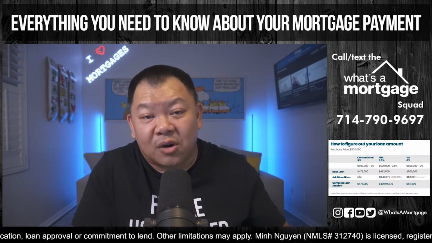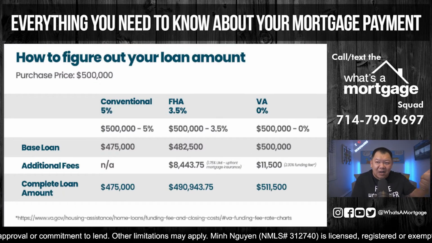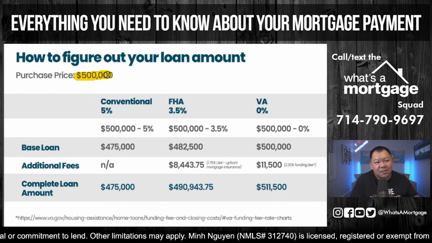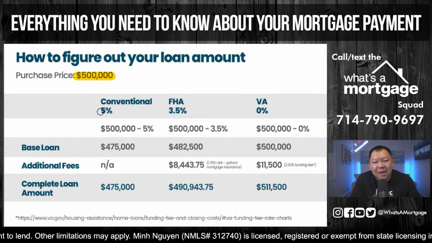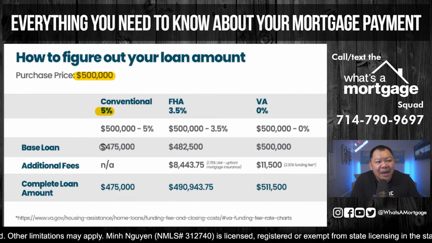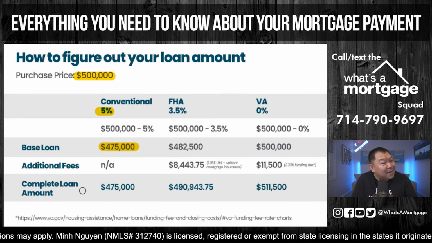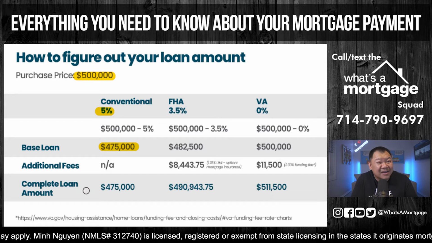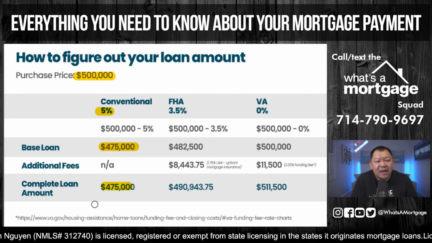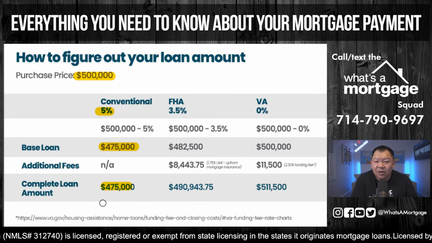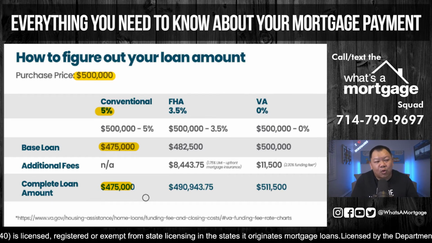This is how you calculate your loan amount. You need to know your purchase price first. And you got to know your down payment. Without the purchase price and down payment, you can't calculate the loan amount. So for example, on $500,000, if the down payment is 5% down, that would make the base loan amount $475,000. A lot of mortgage calculators only have base loan amount. You need to know the base loan amount and the complete loan amount. On a conventional loan, the base loan amount and the complete loan amount should be the same. So on 5% down of $500,000, that's $25,000. That would make the loan amount $475,000.